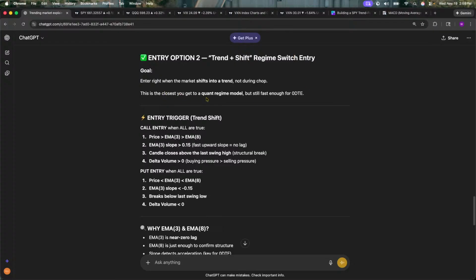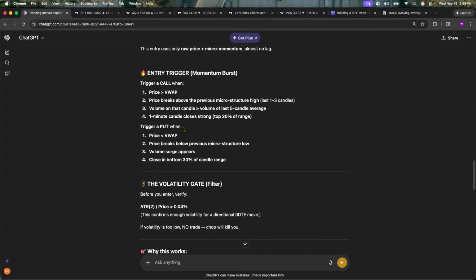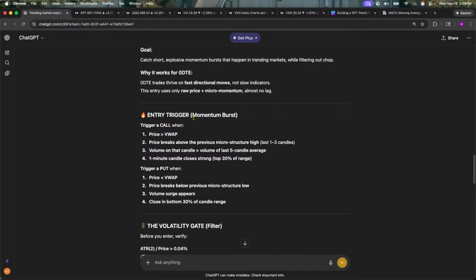This is the closest you get to a quant regime model, but still fast enough for 0 DTE. Enter right when the market shifts into a trend, not during a chop. So we're going to buy a call. Are y'all getting me, right? With regards to the first one, I'm okay with that because it's using momentum.